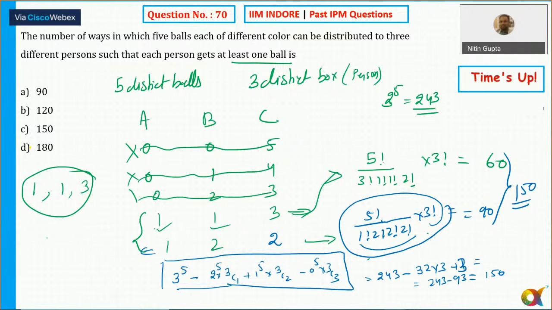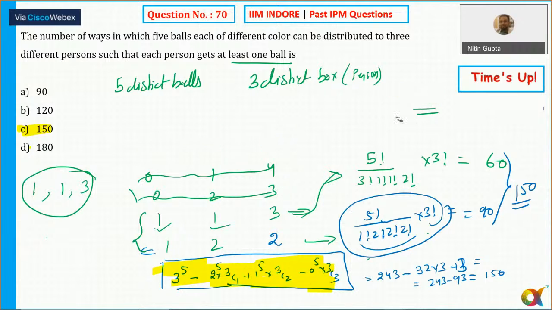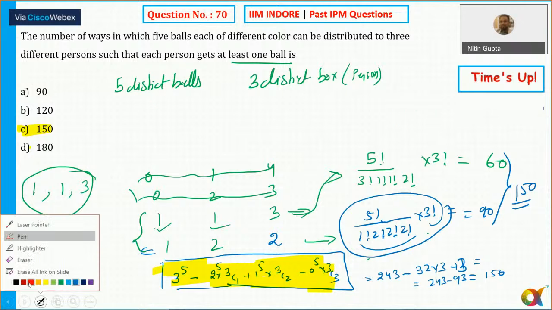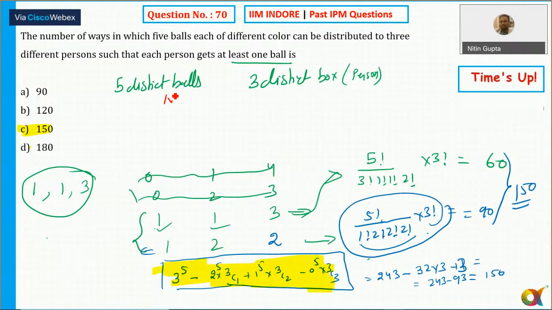The answer is option number C. Do you all remember this formula? Formula again, if you have forgotten it, maybe I can write down the general formula. That is, if there are n distinct balls to be distributed among r distinct boxes, and if there is no restriction, it is simply r raised to power n, like 3 raised to power 5.